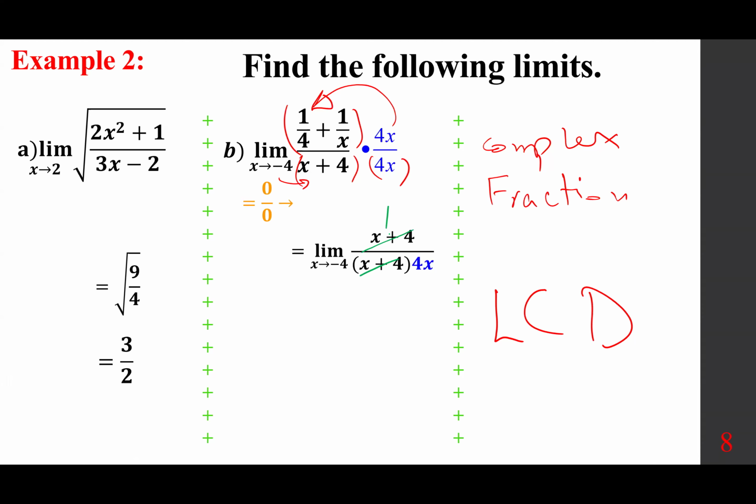These two cancel each other. We get the limit as x approaches -4 of 1 over 4x. And if you plug in, you get 1 over -16, which is -1 over 16. Normally, the negative sign, you put it either at the top or in front of the fraction bar.